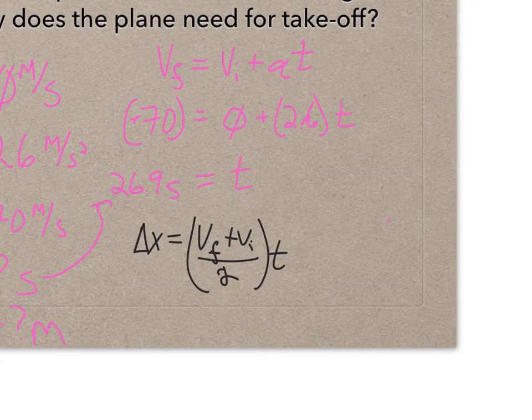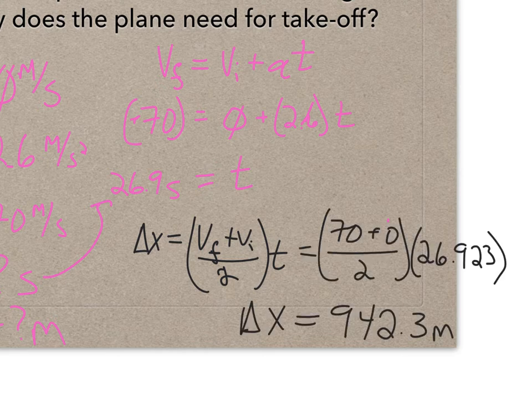So for me, this is the easiest equation to use. And so now we've found the equation. We could have used anything that had delta x because we had all the other values. And now we're going to plug in and solve. Okay, now we plugged it in and we've solved and we found 942.3 meters, or if I had to report this with 2 significant figures, it would be 940 meters.